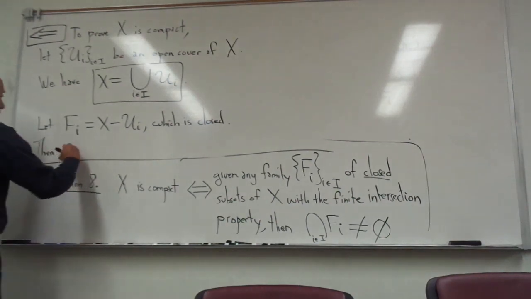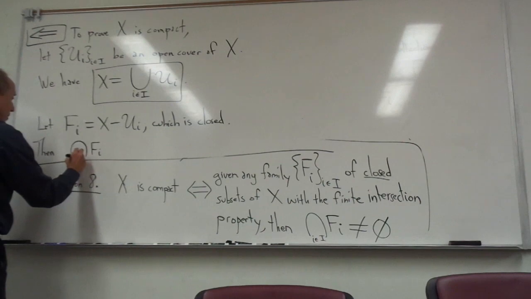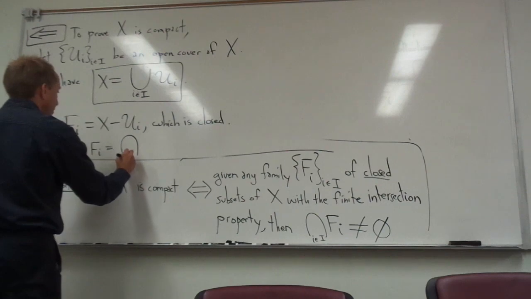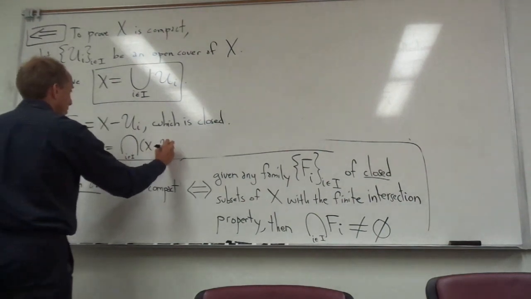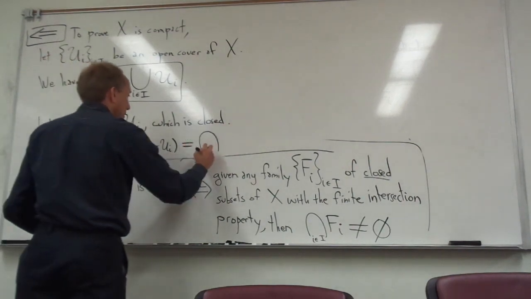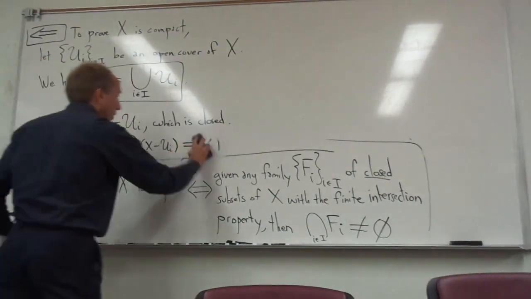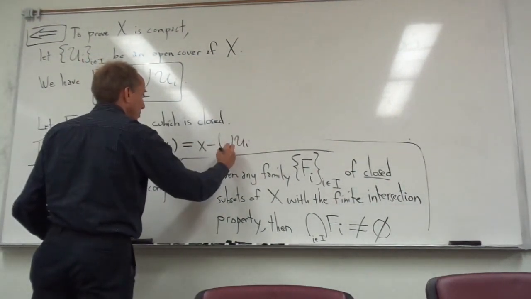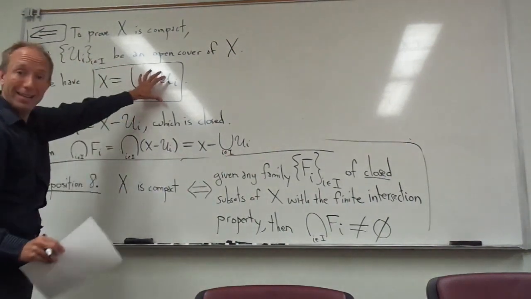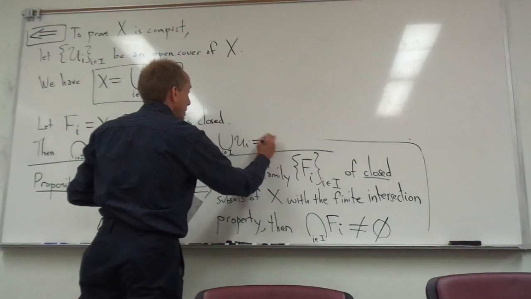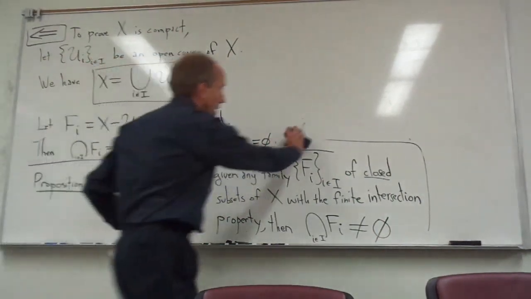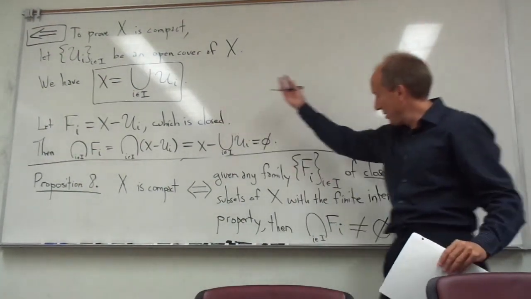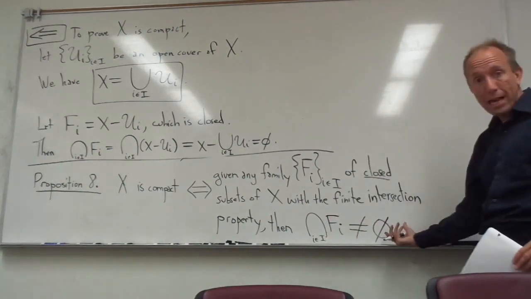If we take the intersection of all of the F sub i's in this collection, that's really just the intersection of X minus u sub i. Actually, what I want to do there is rewrite that as X minus the union of the u sub i's. But the union of the u sub i's is equal to X. So this is empty. I created a family of closed sets where the intersection of all of them is empty.